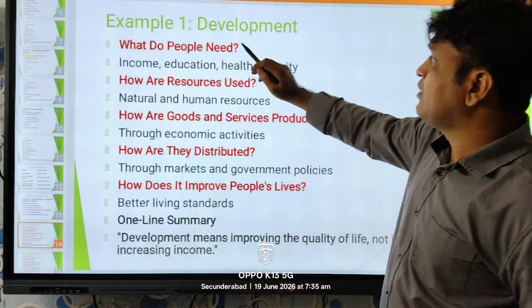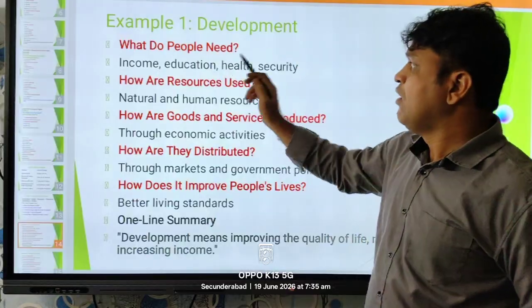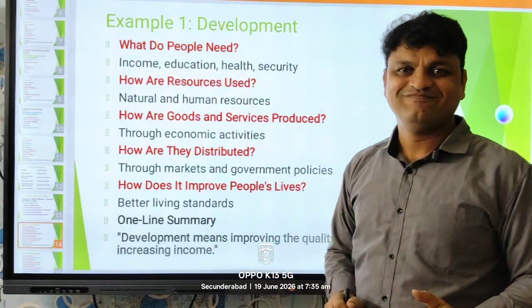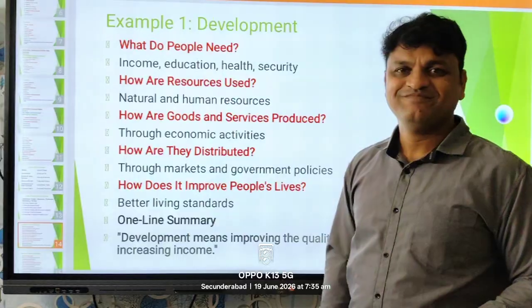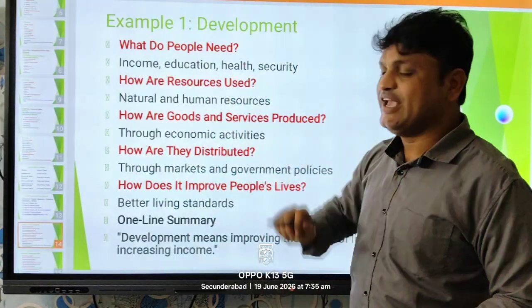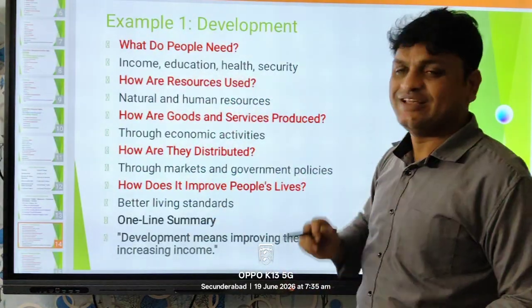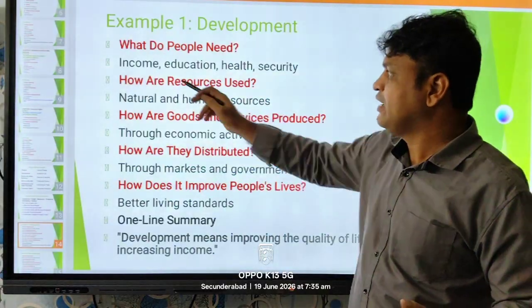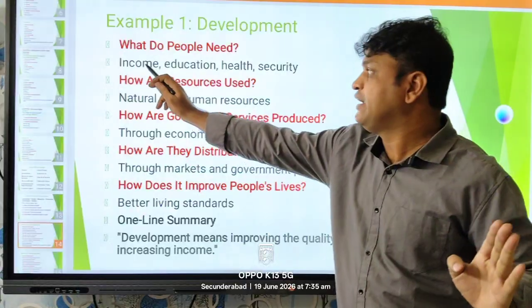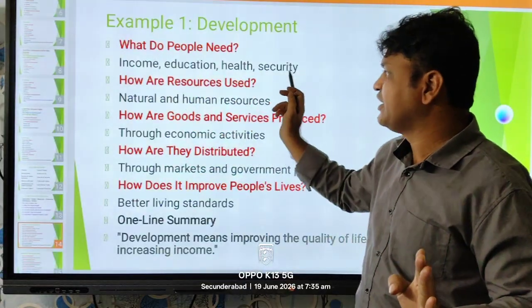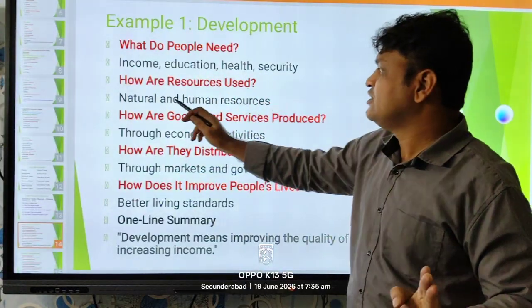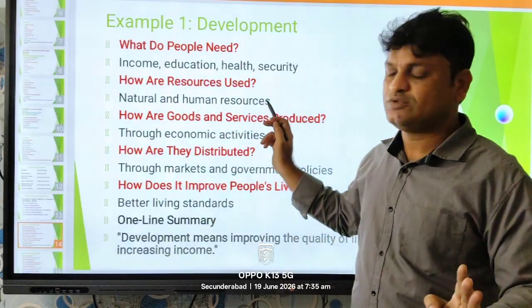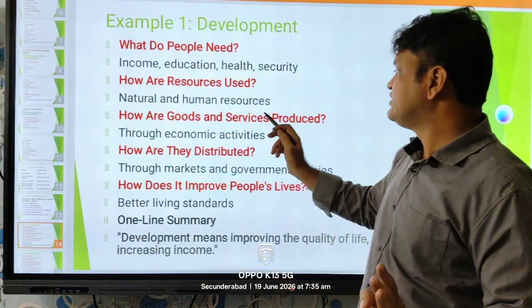Now, I will give the best example. Example one is about development. What do people need actually? People need income, right? And people need education, and people need health, and people need security, like a student needs. So people, whether student or whatever it may be, need income, education, health, and security. How are our resources used? Natural and human resources. How are goods and services produced?